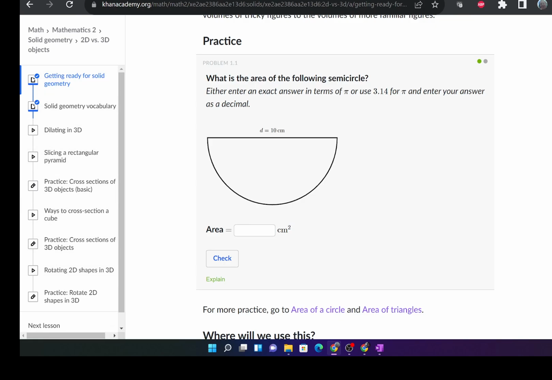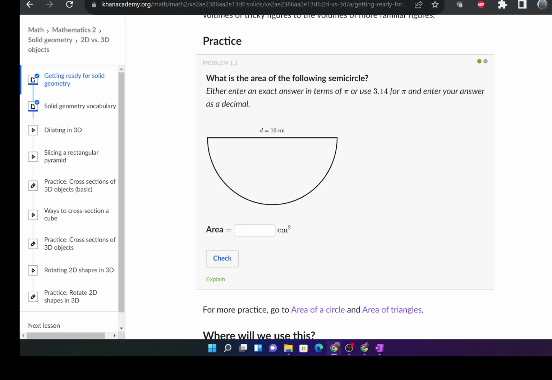Now for Calc, kids, I just wanted you to see this article, and notice down here it says you can go to this practice: area of a circle, area of a triangle. I do want you to do those, so I actually did assign them. And for Math 2, I also assigned these.